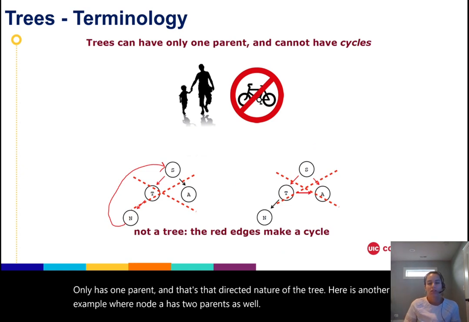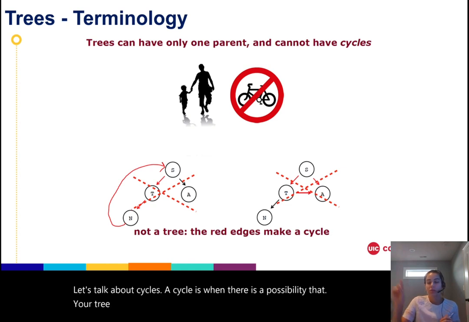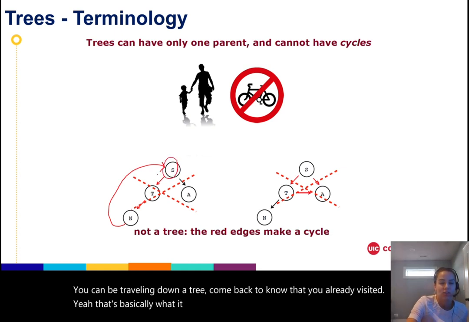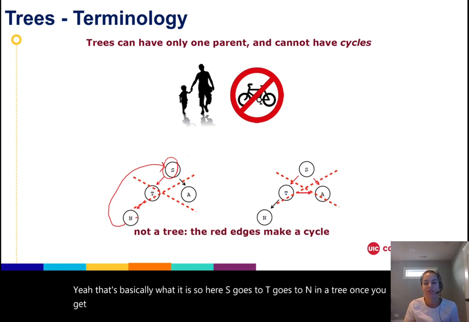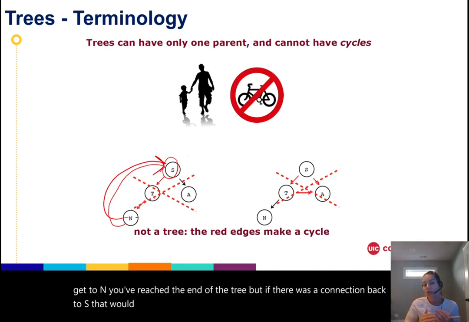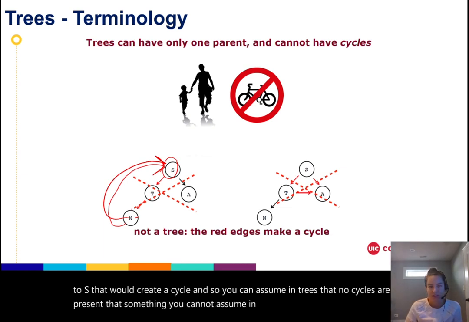Let's talk about cycles. A cycle is when there is a possibility that you can be traveling down a tree and you can come back to a node that you already visited. So here, S goes to T goes to N. In a tree, once you get to N, you've reached the end of the tree. But if there was a connection back to S, that would create a cycle. And so you can assume in trees that no cycles are present. That's something you cannot assume in graphs because it is possible to have cycles in graphs.